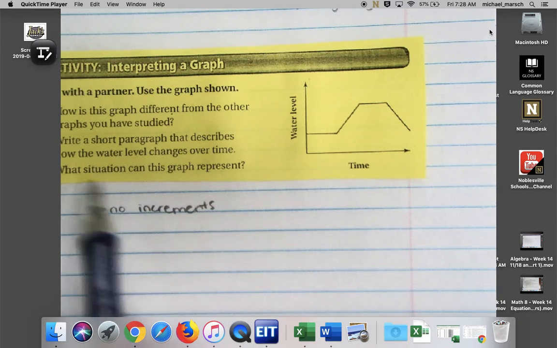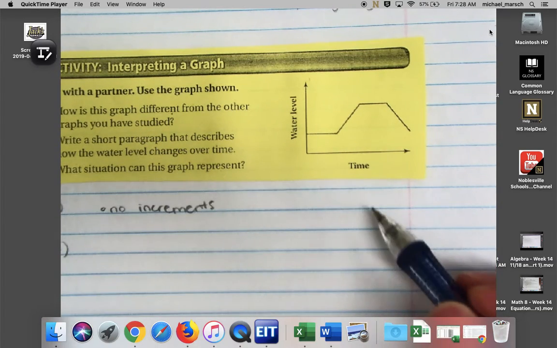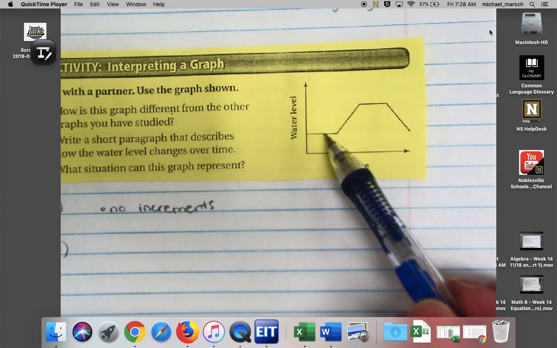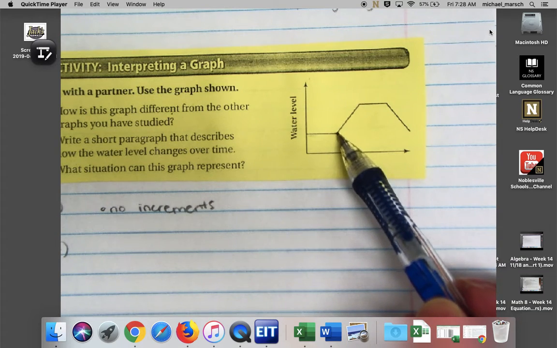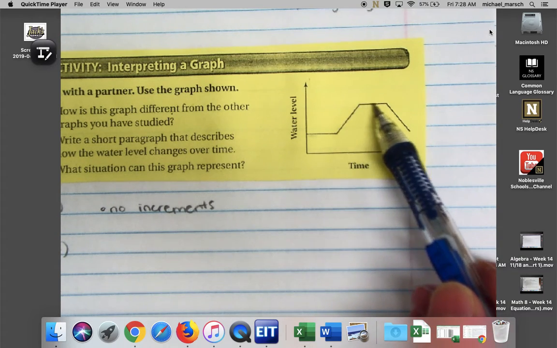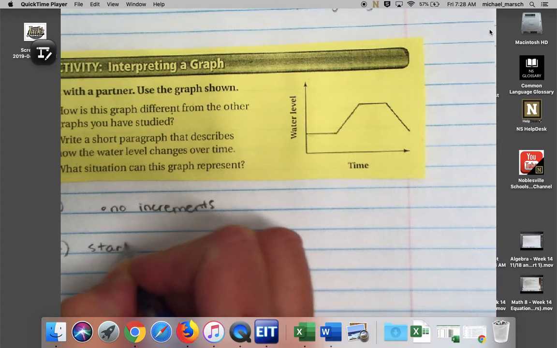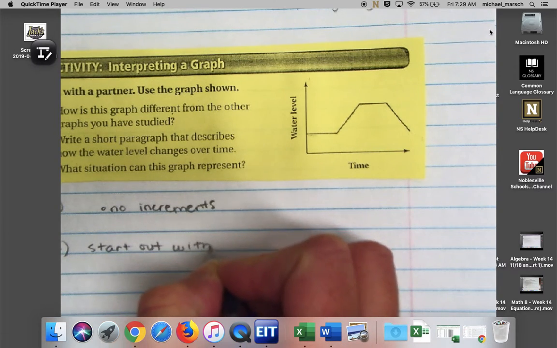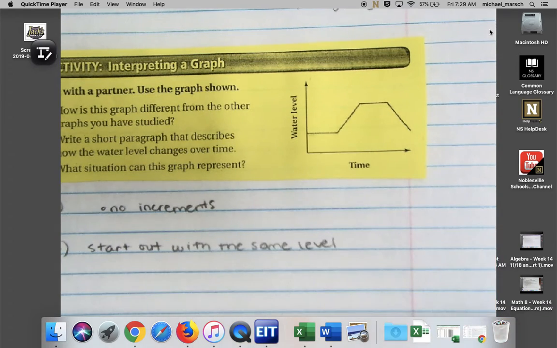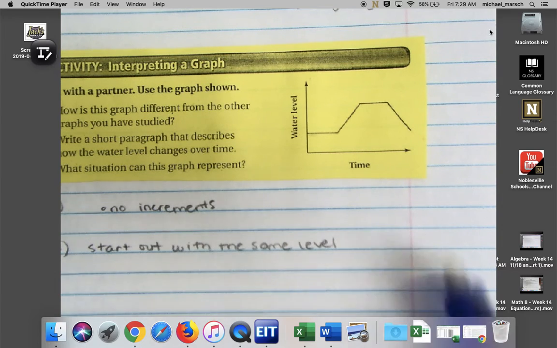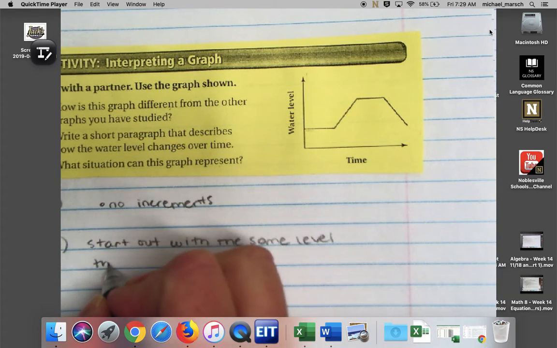Write a short paragraph that describes how the water level changes over time. If I was going to write a short paragraph, I would say the water level is constant, right? It's at the same level, and then the level increases, and then it's at the same level for a little bit, and then the water level decreases again. So we start out with the same level, because, sorry guys, of course the level isn't changing. So we start with the same level, then the water level increases.